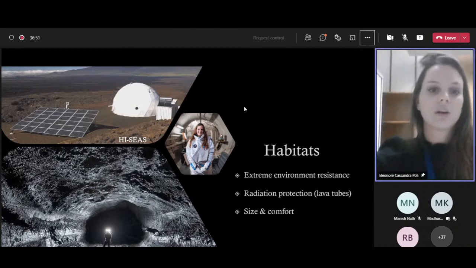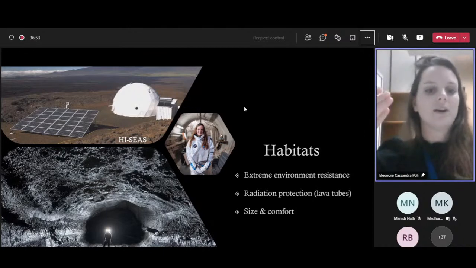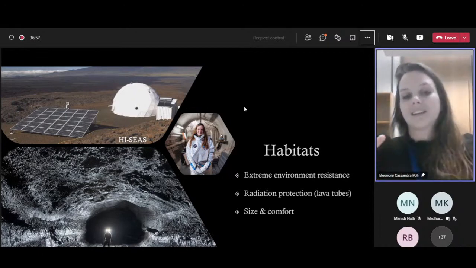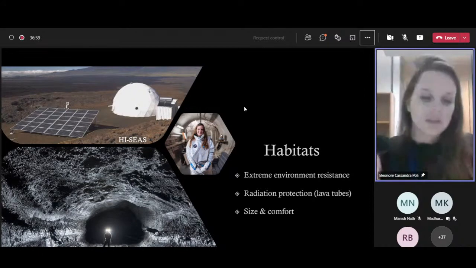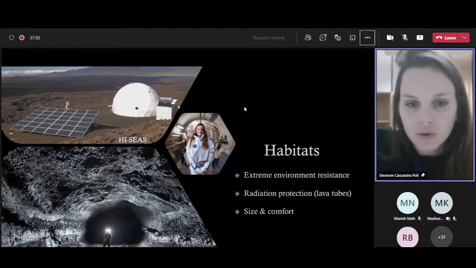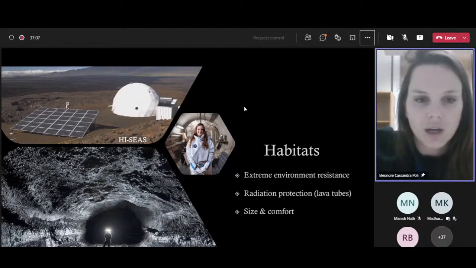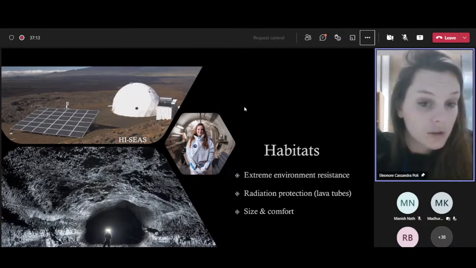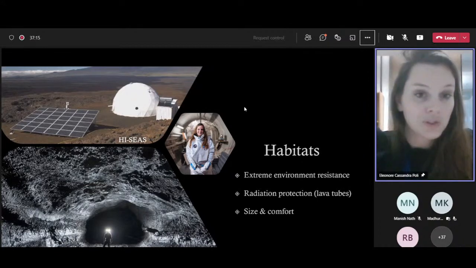Obviously, the less you have to build, the bigger the size it can be, because you're not limited by material, right? So it's a really, really important thing. And lastly, not only radiation resistance, but extreme environment resistance. Okay, so low temperatures, high radiation, and some Martian sandstorms, that can also happen. They're extremely violent when they happen.